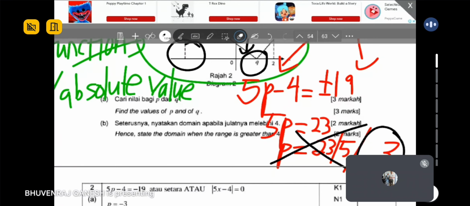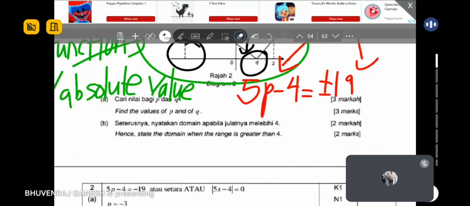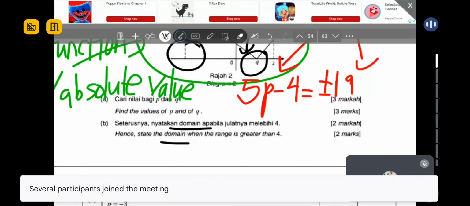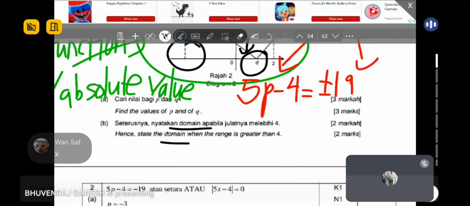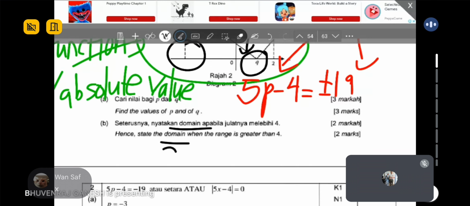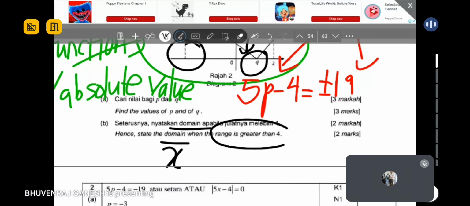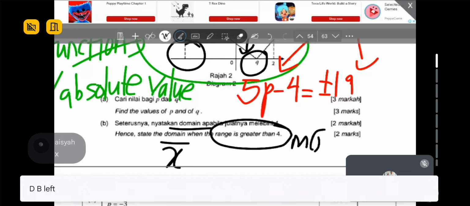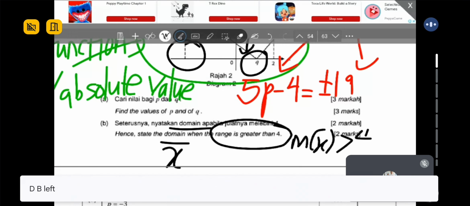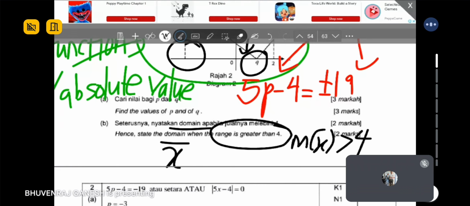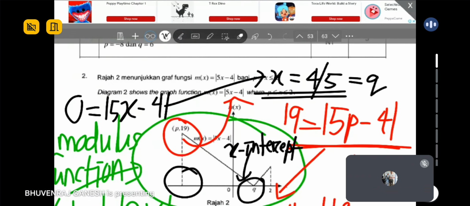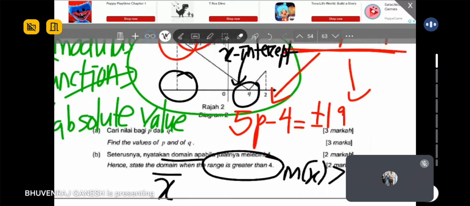Okay, kamu kena nyatakan domain. So guys, when they talk about domain, what value are they referring to? May I know? Bila kamu nampak perkataan domain ni, dia merujuk kepada apa? Yes. Okay, always remember domain is X value, nilai X. Okay, they say the range is greater than 4. Julat lebih besar dari 4. So that means m(x) greater than 4. This is your equation. Alright, so you just need to substitute. Okay, gantikan fungsi dia sahaja.